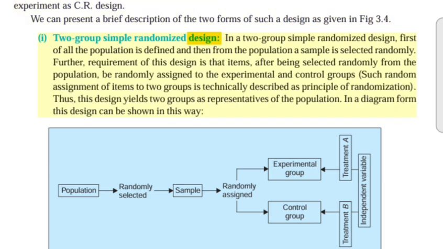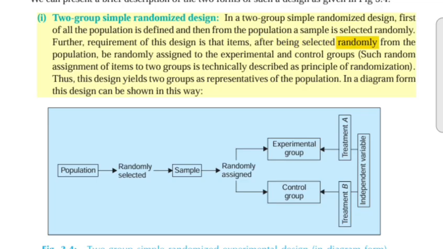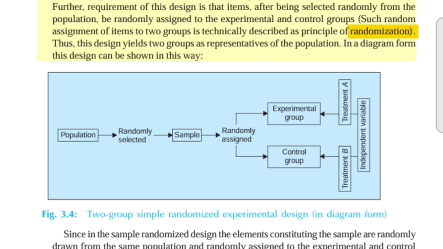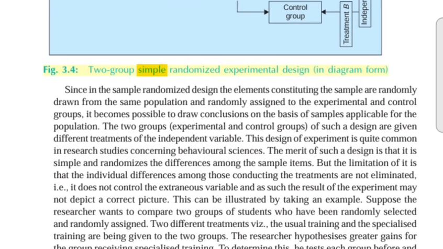Two-group simple randomized design. In a two-group simple randomized design, first of all the population is defined and then from the population a sample is selected randomly. Further, requirement of this design is that items, after being selected randomly from the population, be randomly assigned to the experimental and control groups. Such random assignment of items to two groups is technically described as principle of randomization. Thus, this design yields two groups as representatives of the population. In a diagram form this design can be shown in this way. Population, randomly selected sample, experimental group treatment A, randomly assigned control group treatment B, independent variable. Fig. 3.4. Two-group simple randomized experimental design in diagram form.